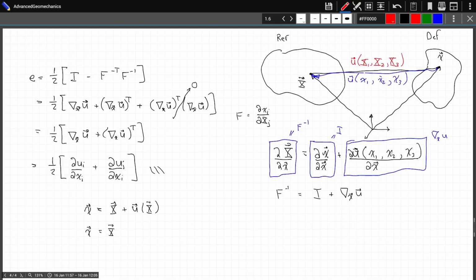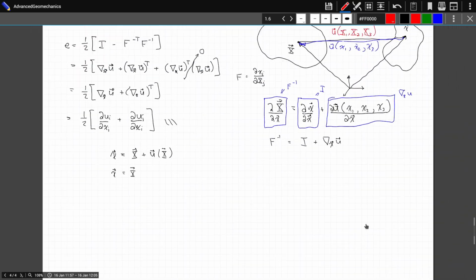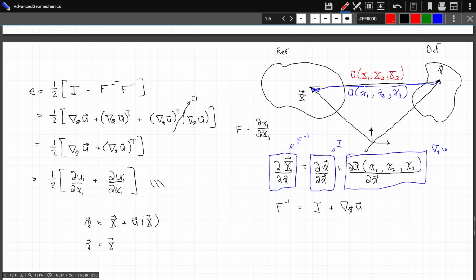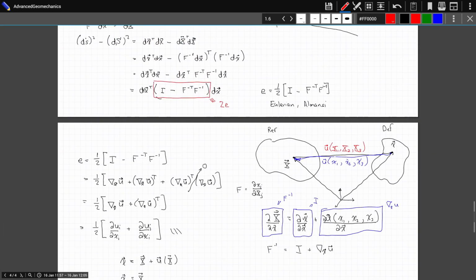Okay? So then I also just showed that if you linearize the Lagrangian strain or the Eulerian strain, in both cases, you get back this thing, right? Which we call the small strain. And this small strain has a geometric interpretation, and we're going to look at that now, right?